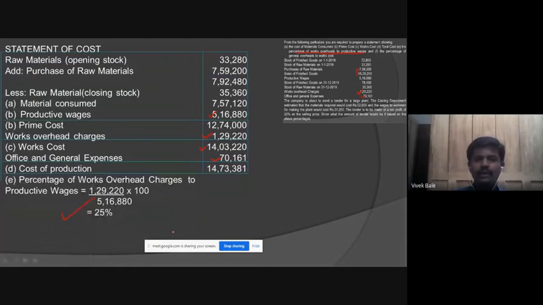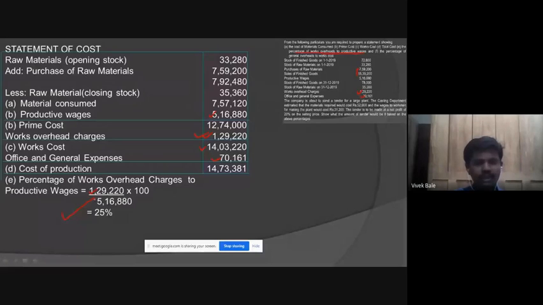Now, the question is asking us to calculate the percentage of works overhead to productive wages. Works overhead is 1,29,220, and our productive wages is 5,16,880. So automatically the percentage comes to 25%. So this is our first solution.